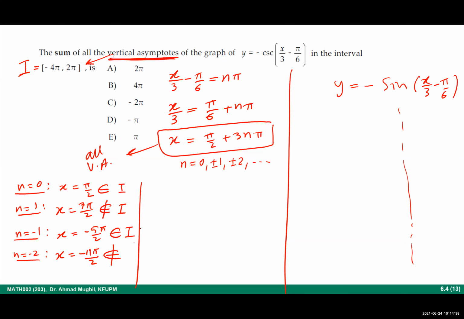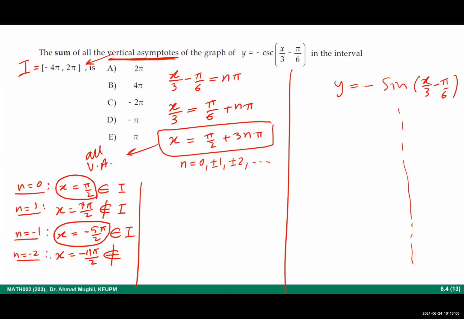So who are the winners? Here, this one. So the vertical asymptotes that we are looking for, here they are, this one and this one. Sum them up, ya shabab, you will get the right answer. Let me end the polling and share with you the results. Of course the right answer is C, as most of you selected. Now, if you add this plus this, you will get negative 2 pi.